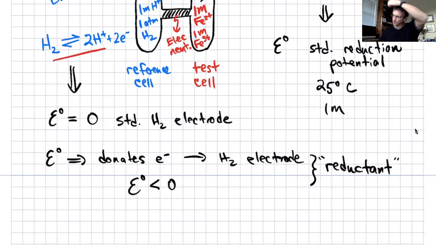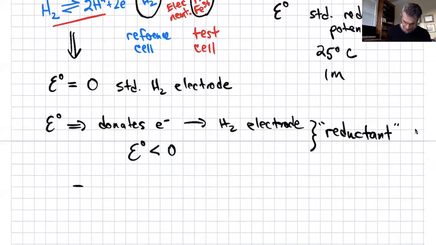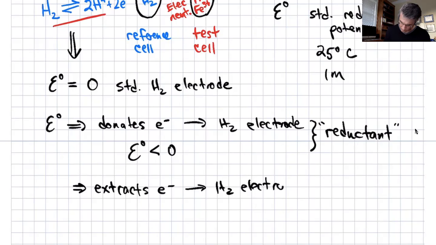By the same token, any reaction that extracts electrons from the standard hydrogen electrode will have a standard reduction potential that's greater than zero, and therefore will be oxidizing the standard hydrogen electrode.